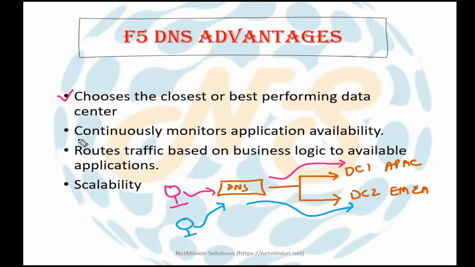So for F5 DNS, I have a question here. The intelligence means, are we setting some intelligence so that it should choose the lowest delay data center? Yes. There are a couple of load balancing mechanisms that I would be explaining to you in our later classes.